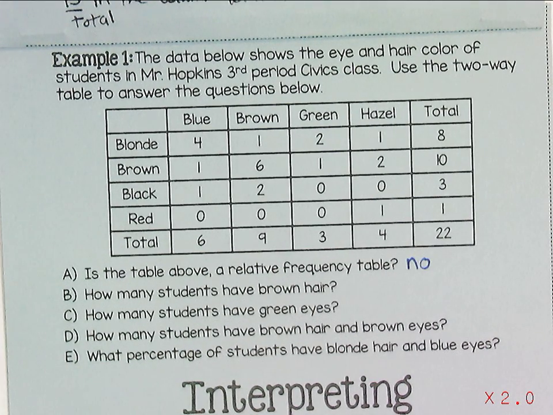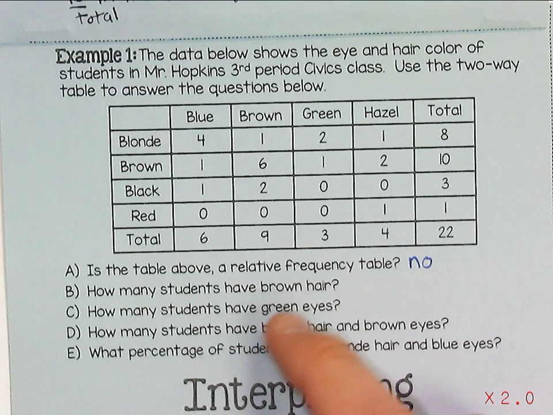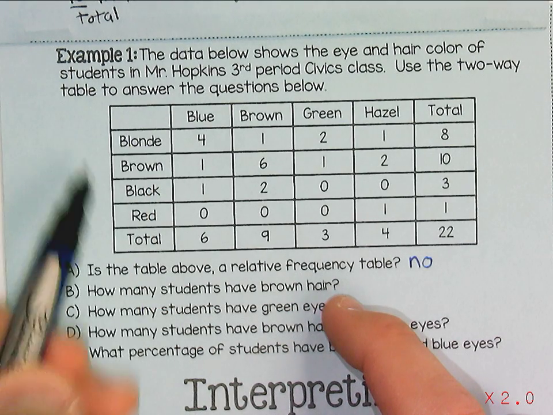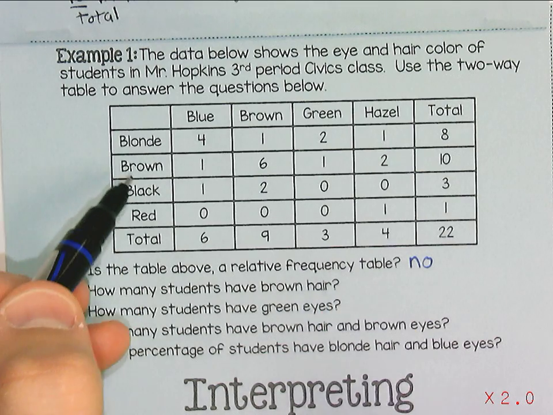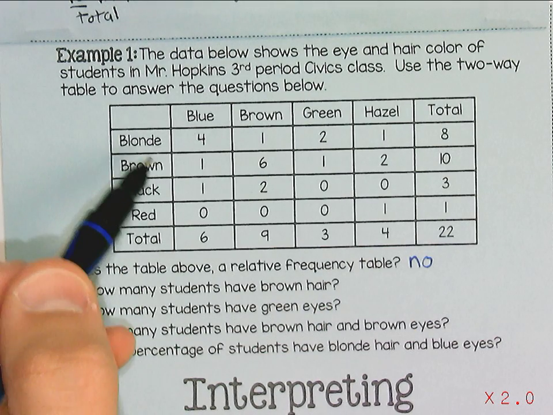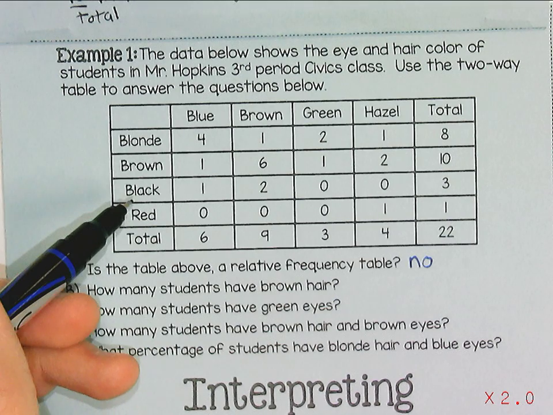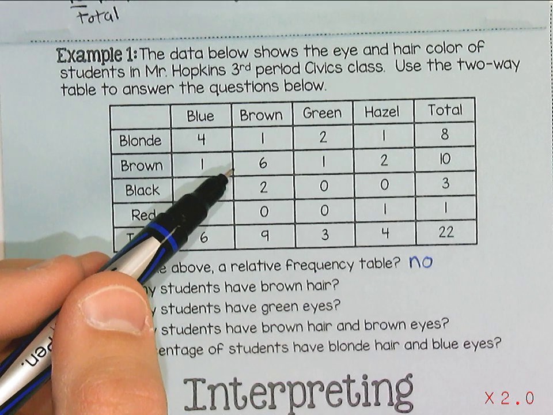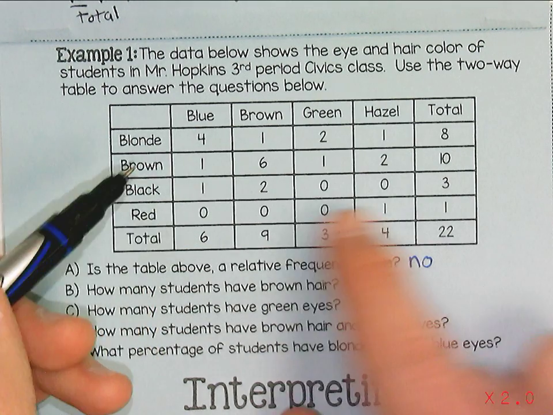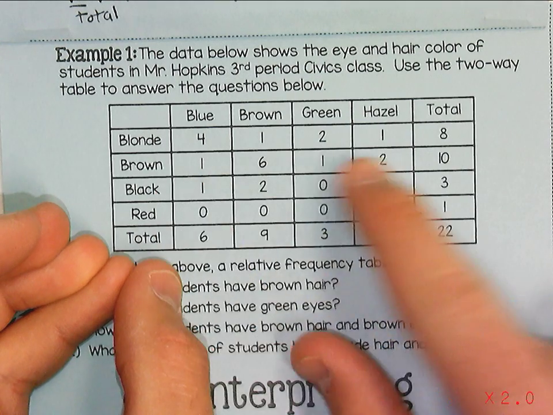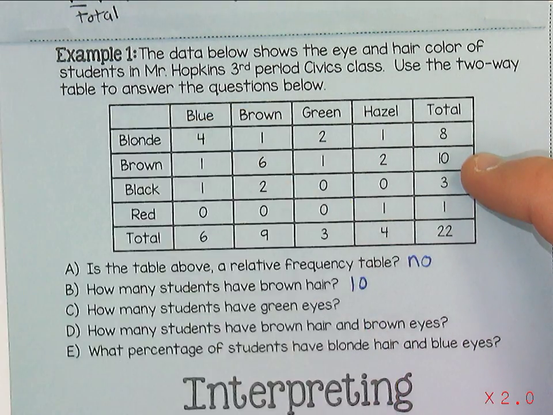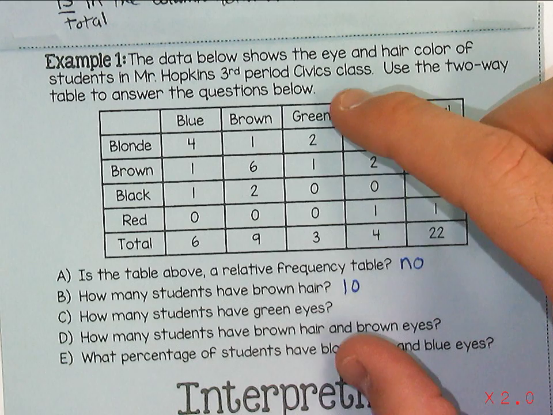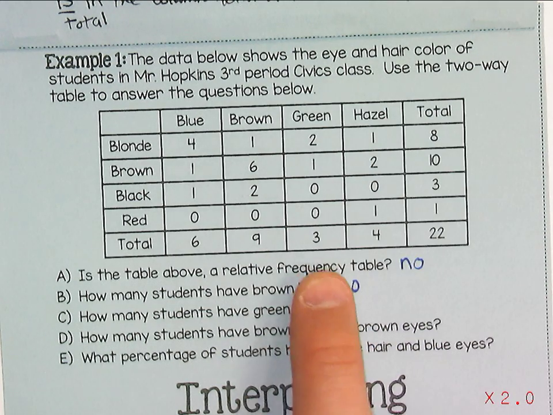Next, letter B says, how many students have brown hair? So we are going to look at brown, which is at the top here. Well, let's make sure. Oh, this is actually going to be going across because we don't have red eyes or black eyes or blonde eyes. So it's across. And that total number would be 10. So we're going all the way across, adding these numbers up, looking at the total. So that total is 10. Next, how many students have green eyes? Well, now we're looking down a column of green, which is 3.